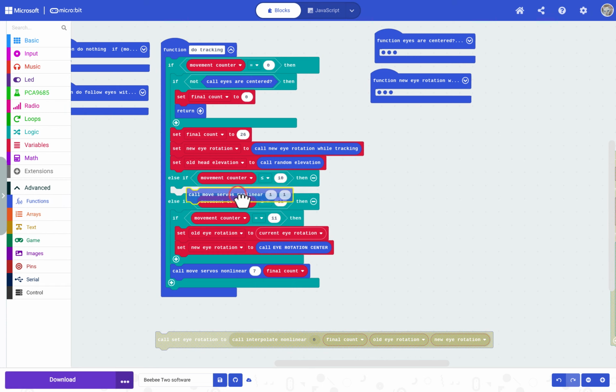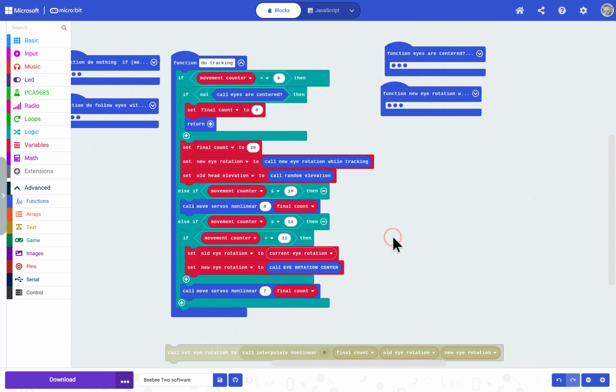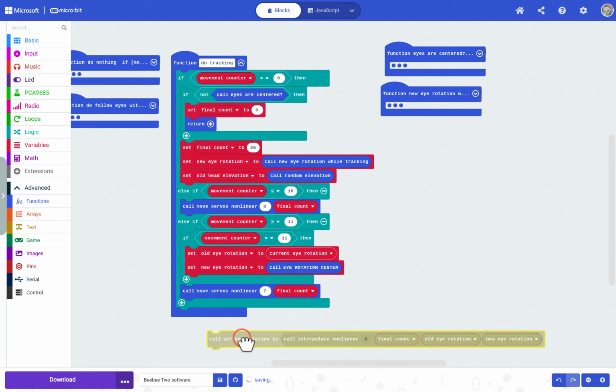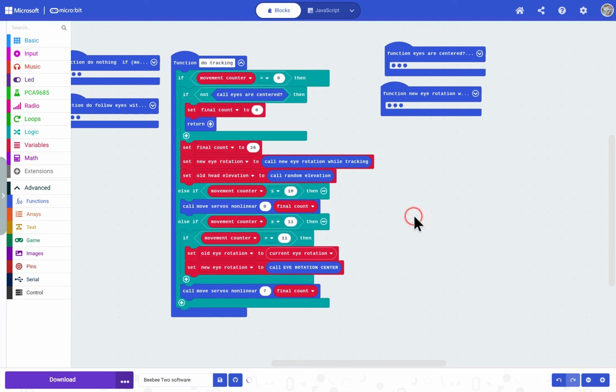So from here to there, we can move non-linear, and we can go from 0 to, I guess, 11. I guess final count for now. All right, I have to do something else first. Okay, so now we don't have to call out this one individually. We can do move servos non-linear.